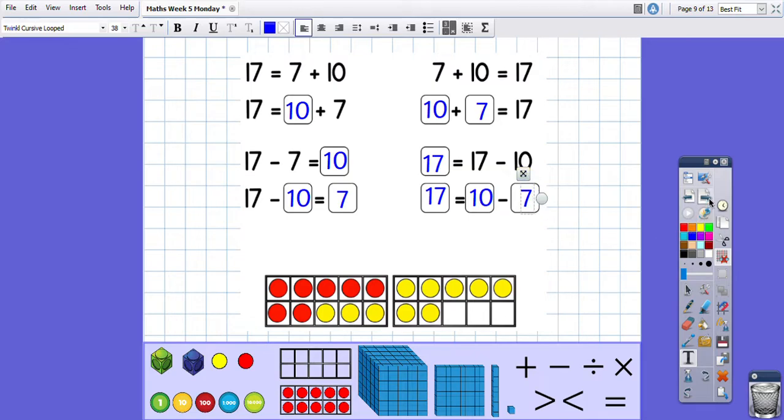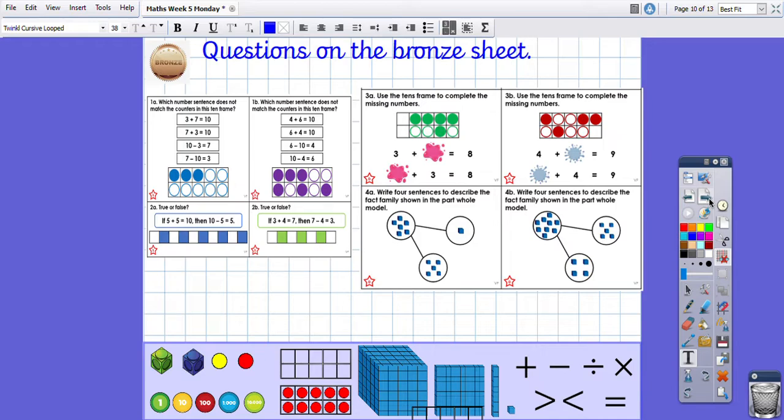Big round of applause. Okay, bronze questions today. You've got some 10 frames and you've got to say which statement does not match the counters in your 10 frames. You've then got to see if these are true or false. You've got to complete the missing numbers. I spilt some paint and some bubble gum by the looks of it on my work here. And then I want you to write 4 sentences to describe the fact family shown in the part-whole model. Okay, so that'll be 2 addition and 2 subtraction.